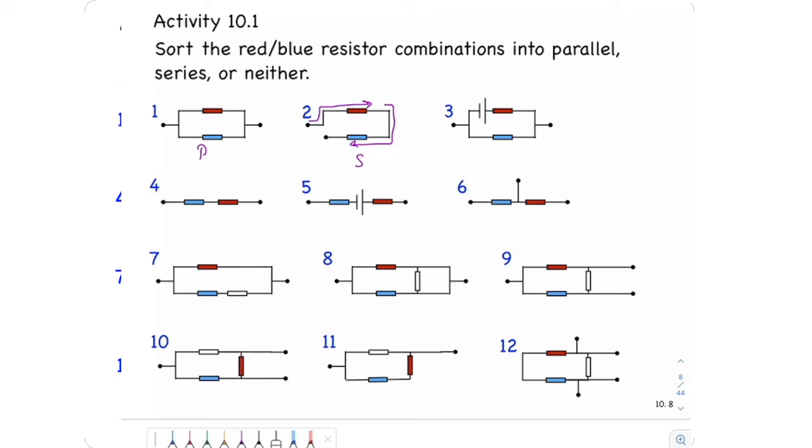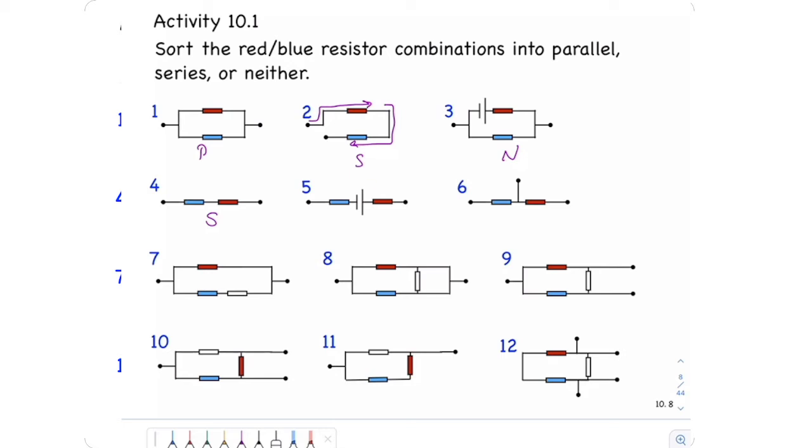And I think we can say they're not in series because the current that flows through one can be different than the current through the other. So in fact, those are neither series nor parallel. Yep. How about number four? That's easy. That's series. How about five?